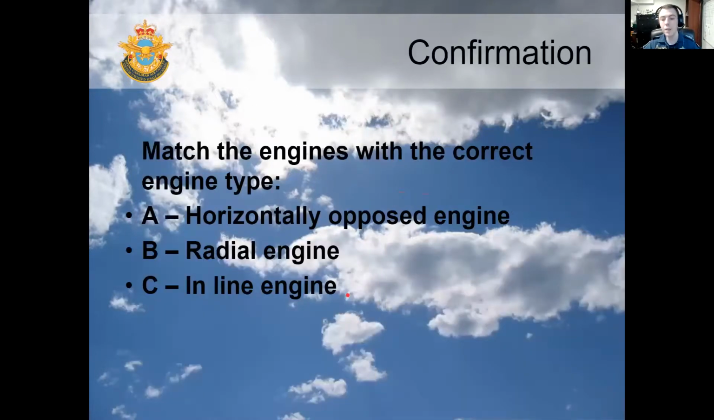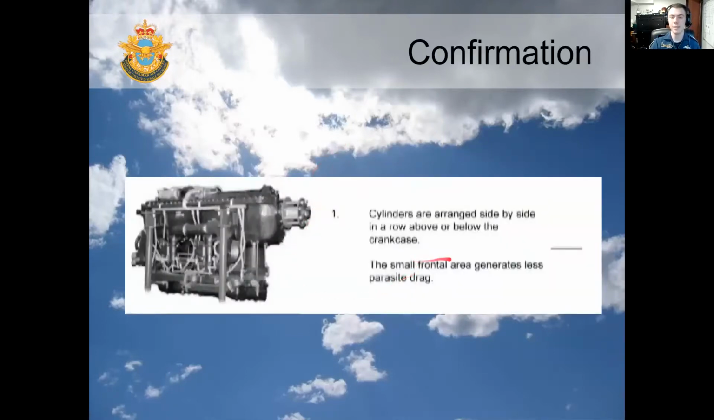All right, our next section is on conformation of the engine types. First of all, we have our horizontally opposed, then we have our radial, and we have our inline. This here, we can see the cylinders are arranged side by side in a row above or below the crankcase, and the small frontal area generates less parasite drag.